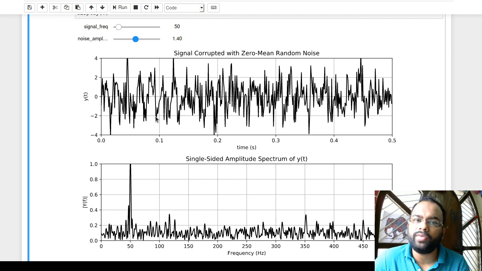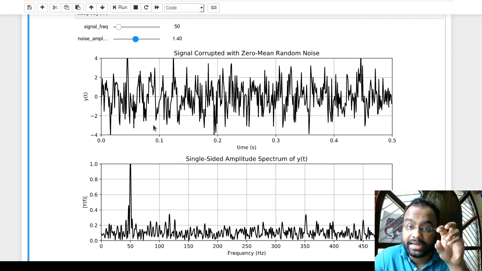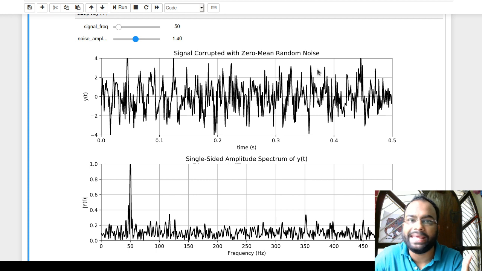But if I want to figure out what was the underlying signal in it, right? Again, what is the definition of a signal? Signal is a waveform that carries some information. This noise is not carrying any information. What was carrying information? That particular sinusoid, right? That particular sinusoid was carrying certain information, right?